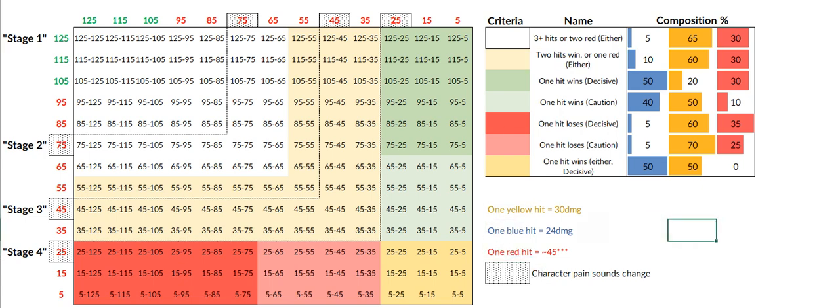If nothing else is said, two hits win means that two yellow hits win. Yellow is like the default style at the meta. 60 damage for two hits. So that's what I mean by that. And one red hit, I put like a triple asterisk because it depends.